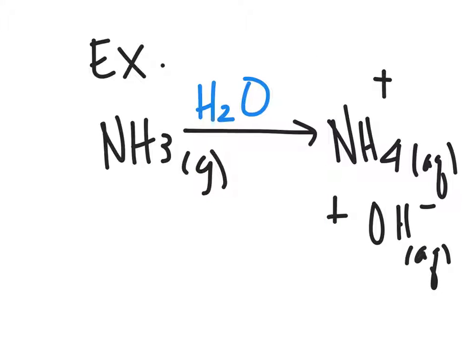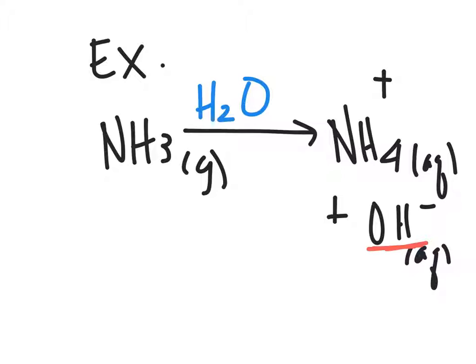Look at another example. In this example, we're looking at ammonia, which is also a base. If you dissolve ammonia in water, you result in the production of ammonium, NH4+, which is one of our common polyatomic cations, and you still result in the production of hydroxide. So let's take a look at where that hydroxide came from. It actually came from the water molecule.